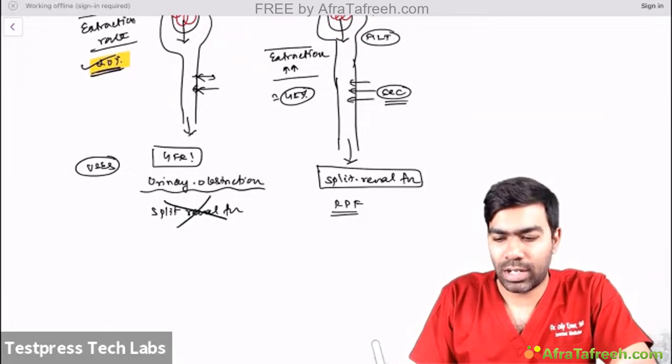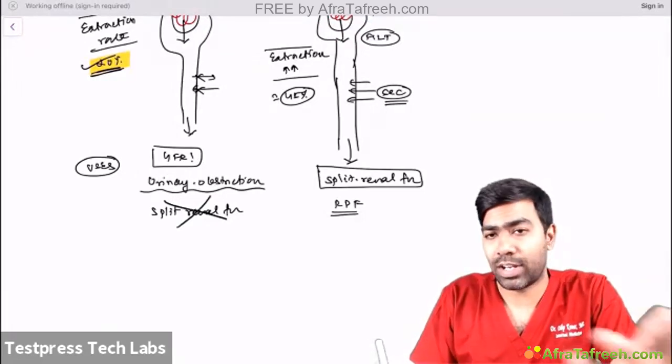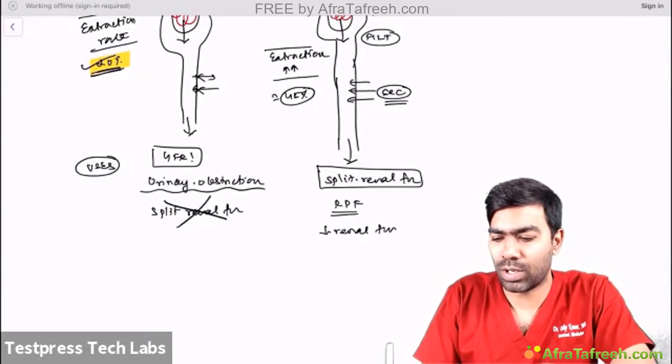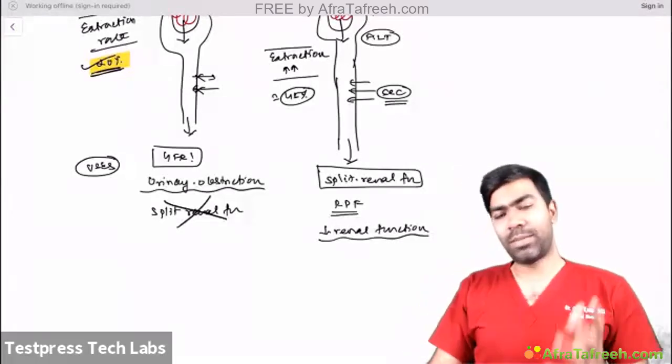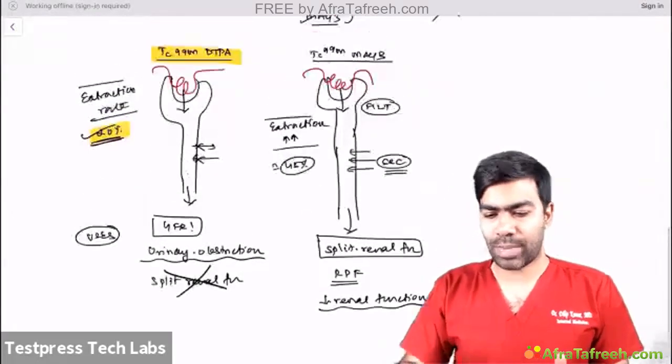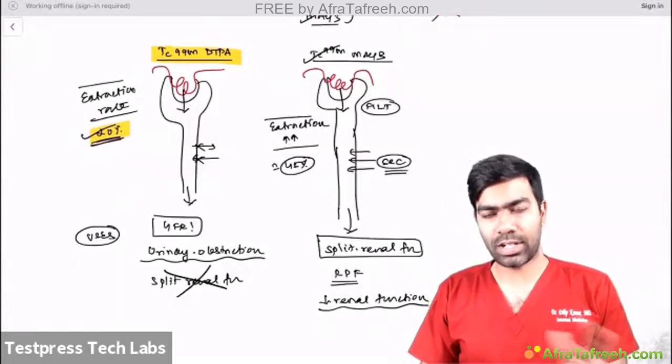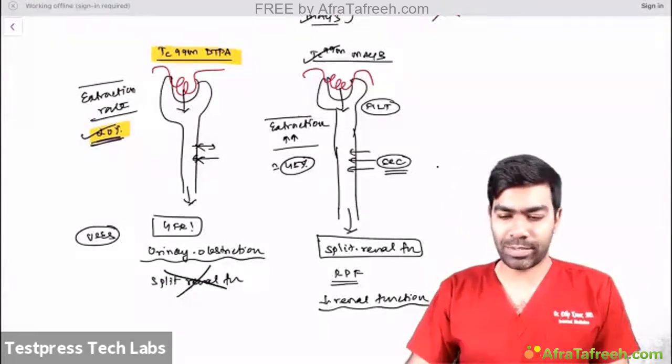The next thing, MAG3's advantage, is a very common question in exams. It can be used whenever renal function is reduced. When you want to do a nuclear scan in the setting of reduced renal function, MAG3 is the way to go. That's a very important point, a question asked many times.